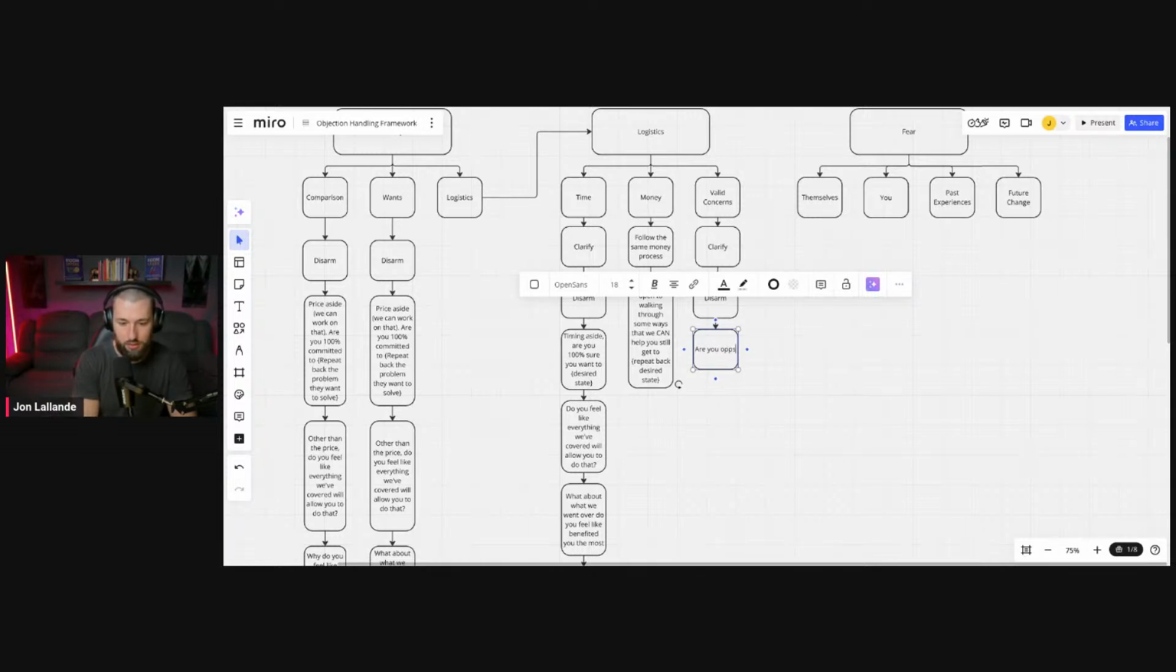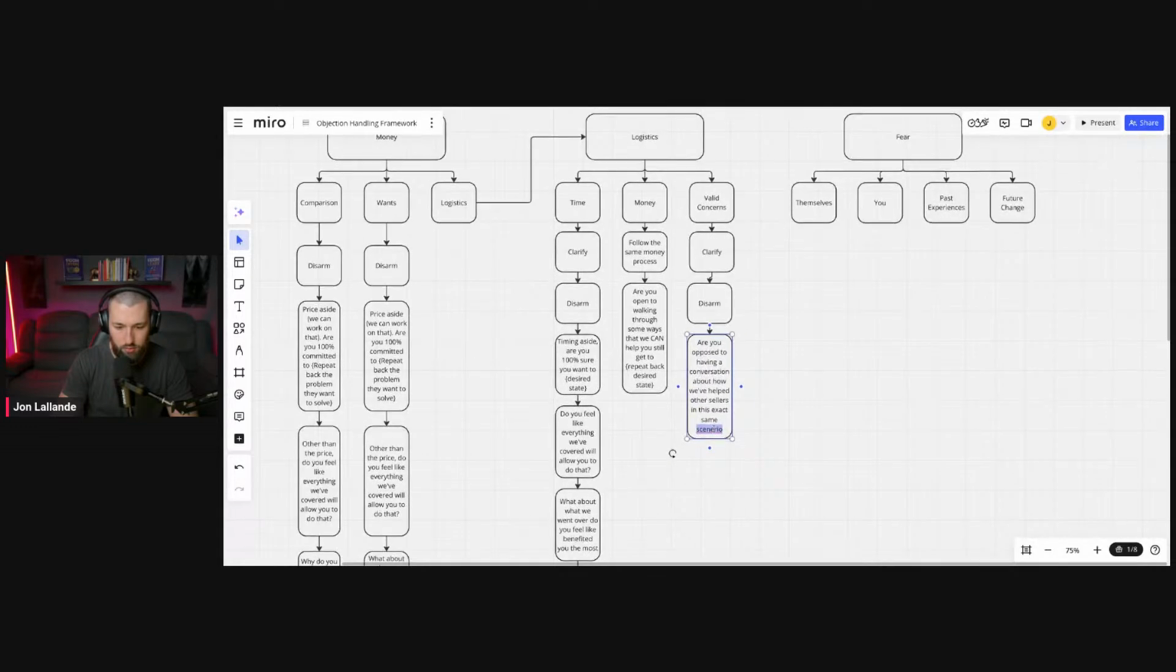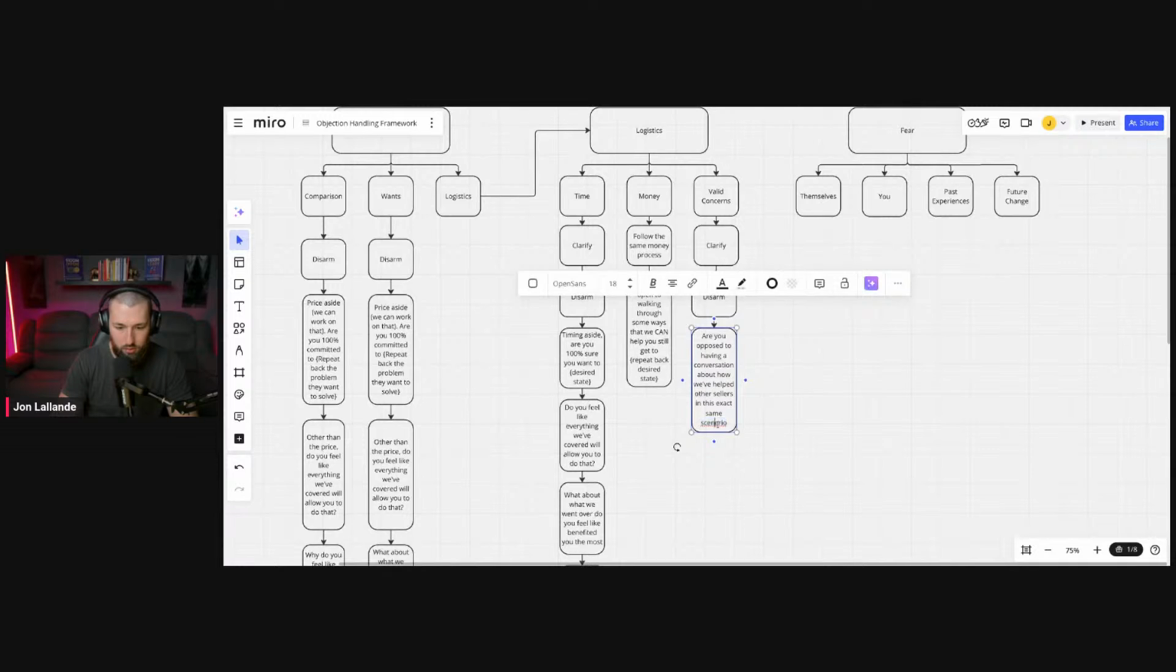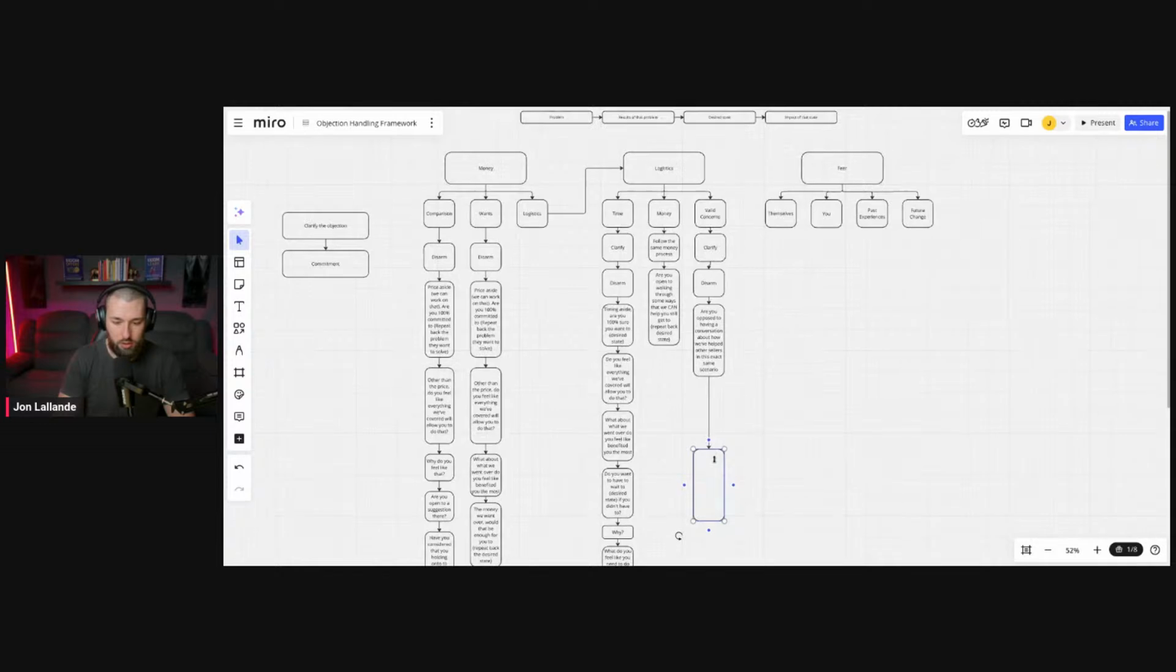Or I would even ask this. I would say, are you opposed to having a conversation about how we've helped other sellers in this exact same scenario? We'll fix the spelling there. Maybe I spelled it so wrong. I think there's an A there. Okay, looks right. Are you opposed to having a conversation about how we've helped other sellers in this exact same scenario? From here, what you're going to do is paint that picture for them.